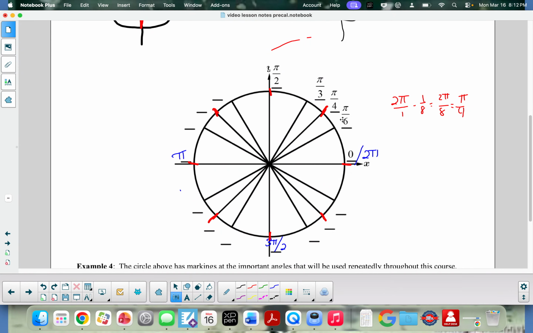So this would be 0. This would be 1/4 right here. This would be 2/4, which again reduces down to pi over 2 or simplifies. This would be 3/4. Pi would be 4/4, right? This next one would be 5/4.